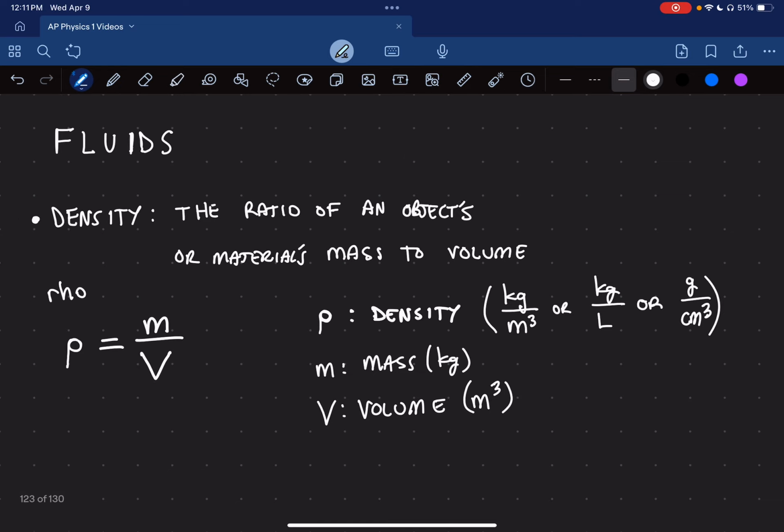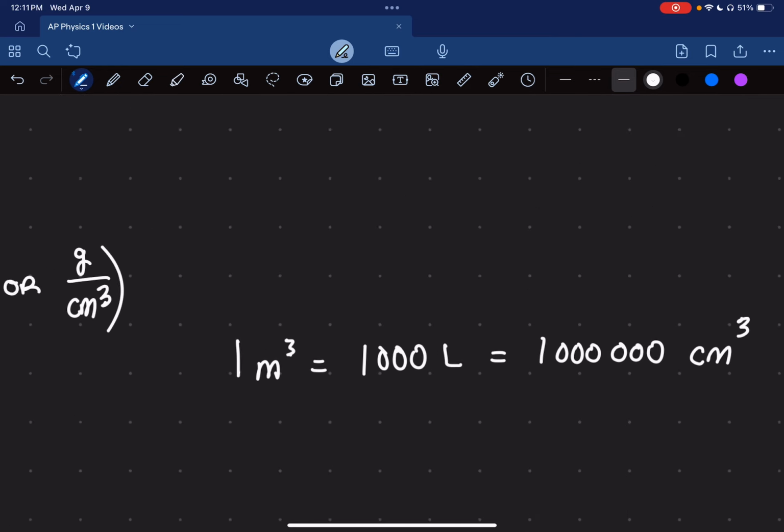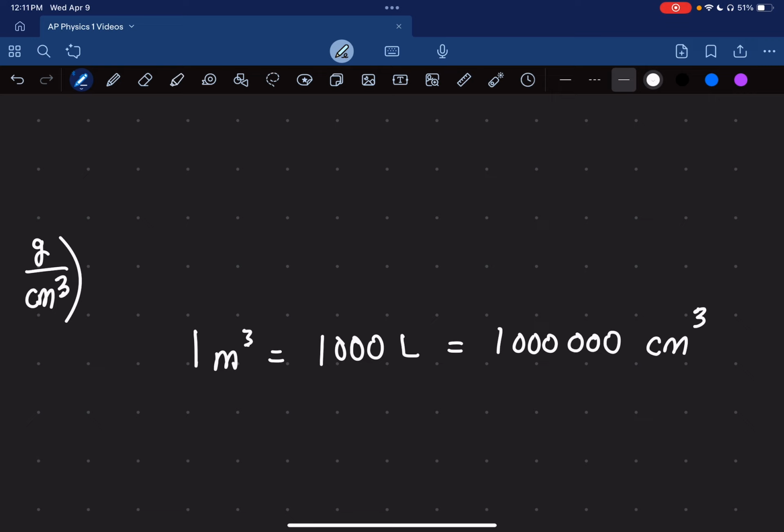So that's density. Some conversions between volume that might be useful to know: 1 meter cubed is equal to 1,000 liters, which is equal to 1,000,000 centimeters cubed.